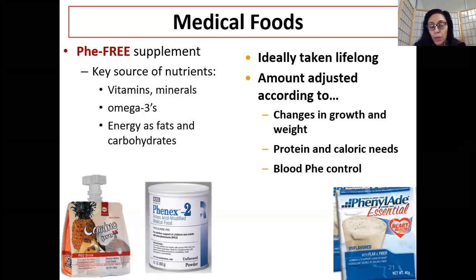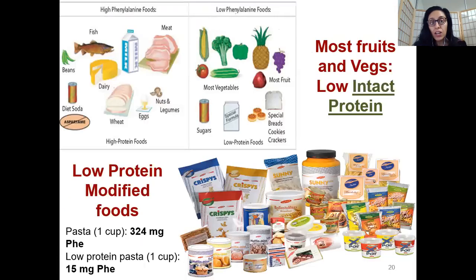They could be available in liquid form, powder form, or gel form. They have all of the other essential amino acids except phenylalanine. Your medical foods for PKU patients are phenylalanine free, so zero phenylalanine. Whereas, as I said, low protein foods have some amount of phenylalanine. It's not that they have zero phenylalanine.